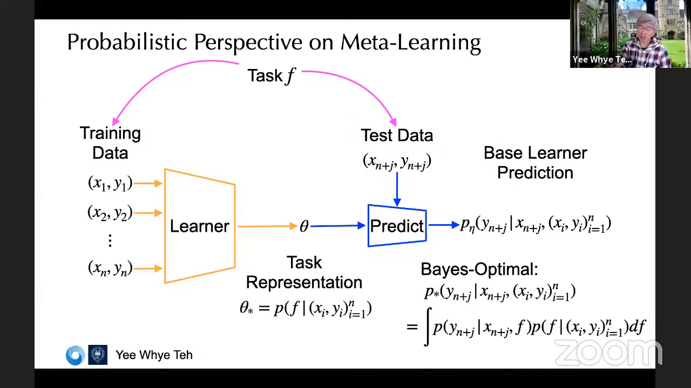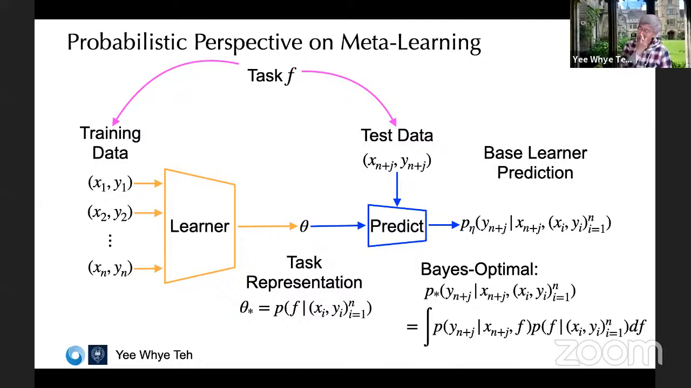Right. And if that's the best that you could do, then in a sense, the best that we could do in terms of a representation of a task is actually simply the posterior distribution over F given our training sets, X_i and Y_i, i ranging from 1 to N, okay? So in a sense, that theta star here, which is the posterior of F given the training sets, is the best task representation that we could do.